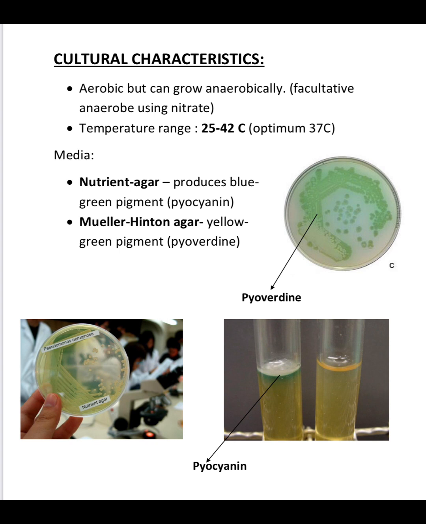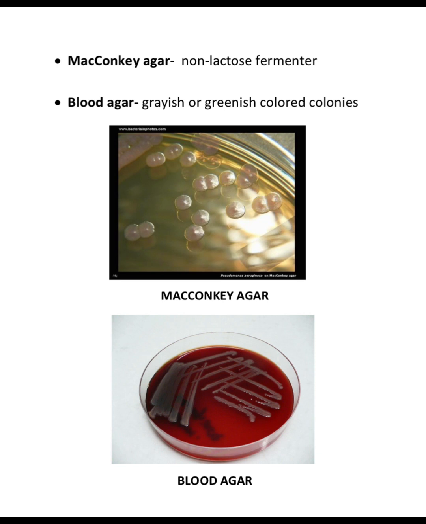On nutrient agar medium, it produces a blue-green pigment called pyocyanin. And on Muller-Hinton agar medium, it may produce pyocyanin and sometimes it also produces fluorescent yellow-green pigment called pyoverdin. On MacConkey agar, colorless or pale-colored colonies are formed because Pseudomonas aeruginosa is a non-lactose fermenter. On blood agar, greyish or greenish-colored colonies are formed. The colonies often show beta hemolysis, that is, clear complete lysis of red blood cells around the colonies.